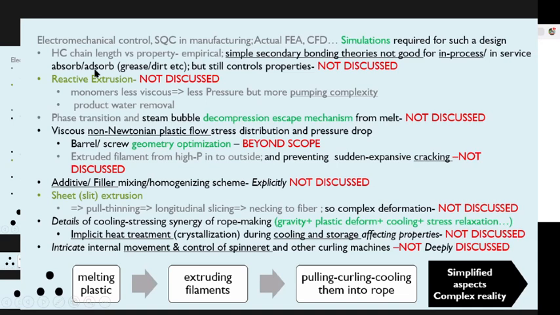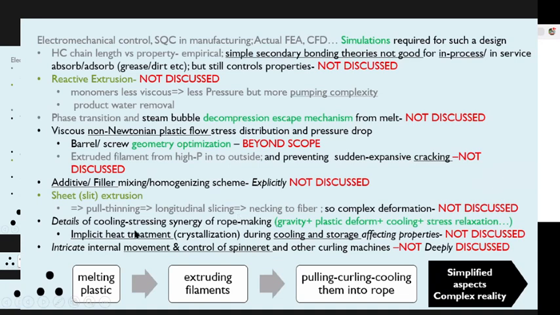For the reactive extrusion alternative, we have not discussed its pumping complexity and how the steam bubbles from decomposition escape. Regarding the non-Newtonian plastic flow, the geometrization is just beyond our scope, and how the extruded fibers are prevented from cracking is also not discussed in detail. We have not explicitly discussed how the additives or fillers are mixed or homogenized. For the sheet or slit extrusion alternative involving longitudinal slicing and necking of fiber, the complex deformation has not been discussed.